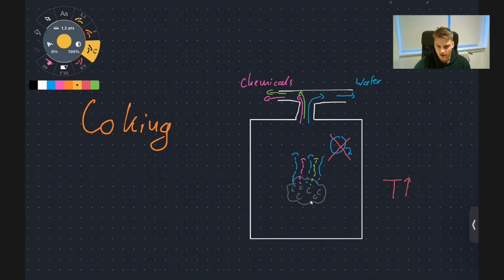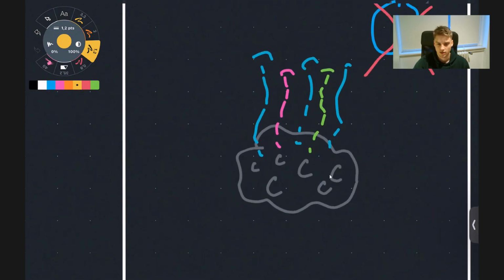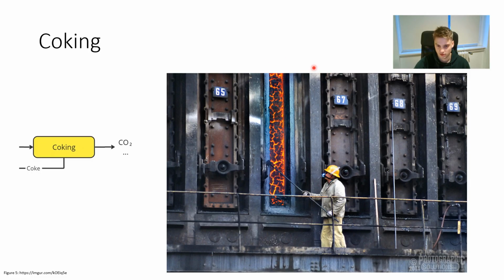We have coal and we heat it up to high temperatures, but this heating is done in the absence of air. The heating of the coal in the absence of air brings the so-called volatile components in the coal to gas out. So we have water vapor that escapes, but also other chemicals like oils or gases that escape the coal. And in the end, we have coal with a higher carbon content, which also translates to a higher calorific value. You can see here the so-called batteries where this is done.